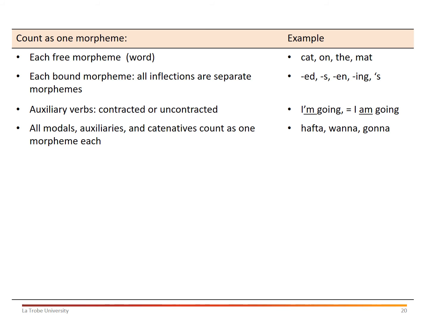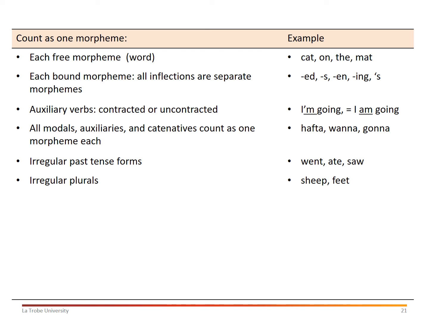Auxiliary verbs are counted as 1, whether they're contracted or not, and all modals, auxiliaries and catentatives are counted as 1. Those words like have to, wanna, gonna, they're just used so much in conversational output, even though we don't write like that.